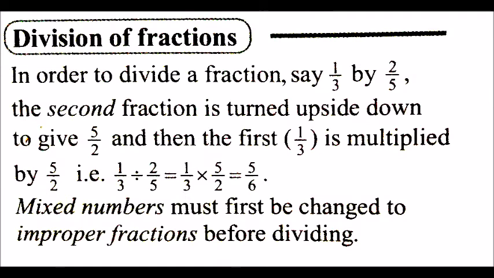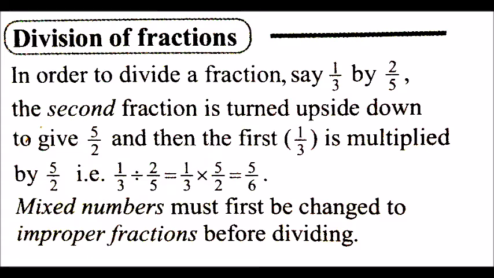Now let's get to division. Division of fractions. In order to divide a fraction, say 1 over 3 by 2 over 5, the second fraction is turned upside down to give 5 over 2. And then the first, 1 over 3, is multiplied by the 5 over 2. That is, when 1 over 3 is divided by 2 over 5, the 1 over 3 will remain.